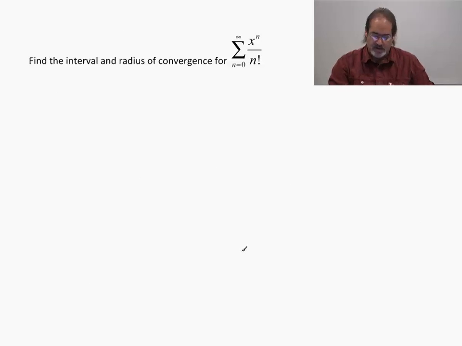All right, find the interval and radius of convergence for this particular series, which is the sum n equals 0 to infinity of x to the n over n factorial. I'm going to use, again, the ratio test.